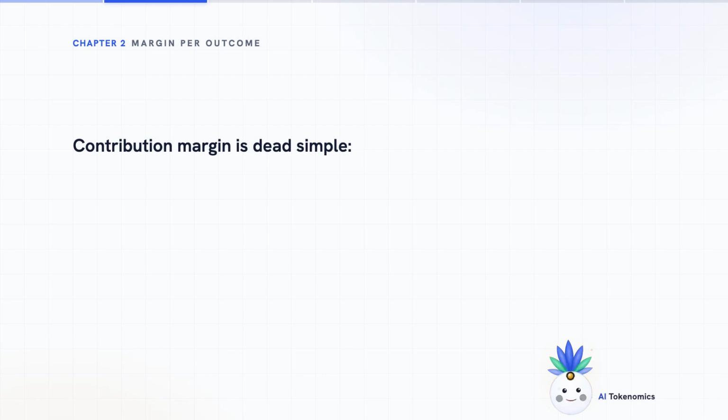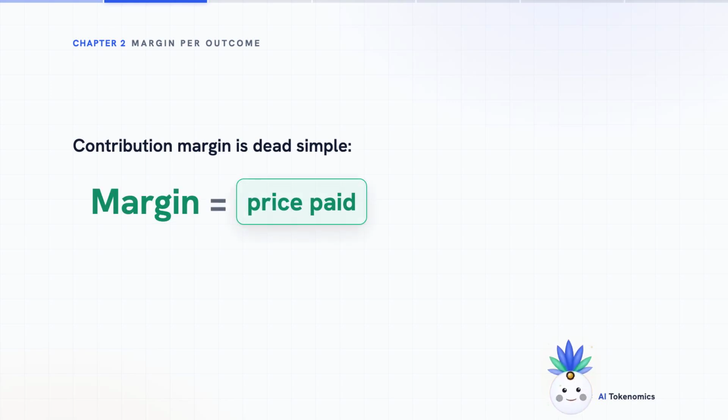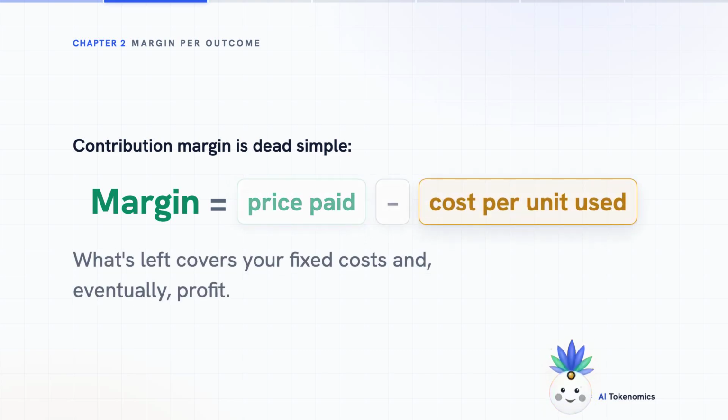First, let me set up the frame because it changes every number that follows. In a normal business, contribution margin is dead simple. It's the price a customer pays minus the cost that scales with each unit they consume. Whatever's left over goes toward covering your fixed costs and eventually profit.